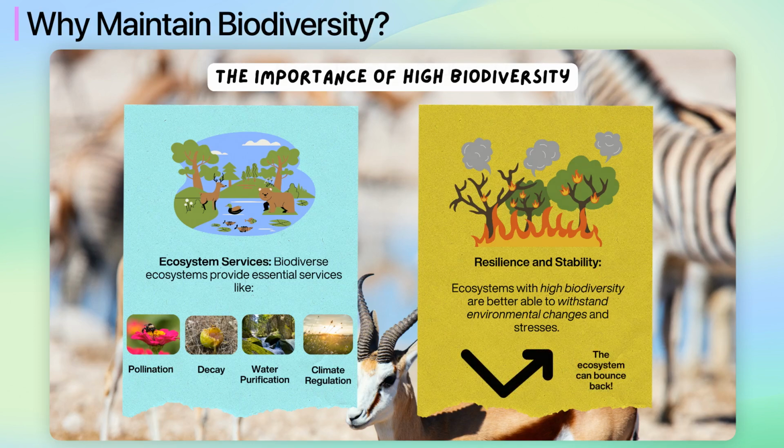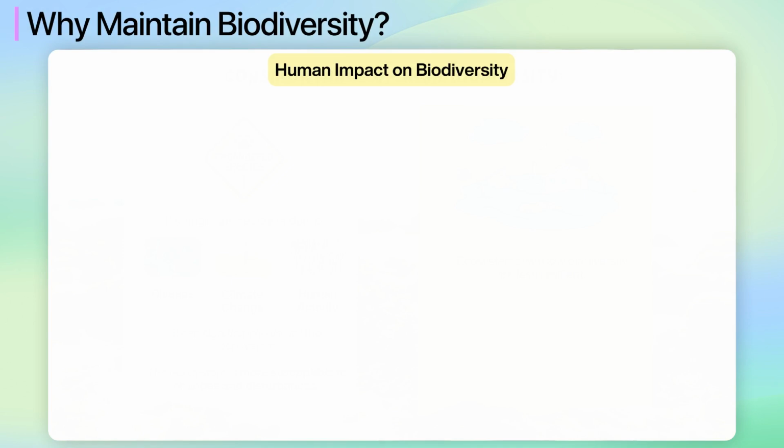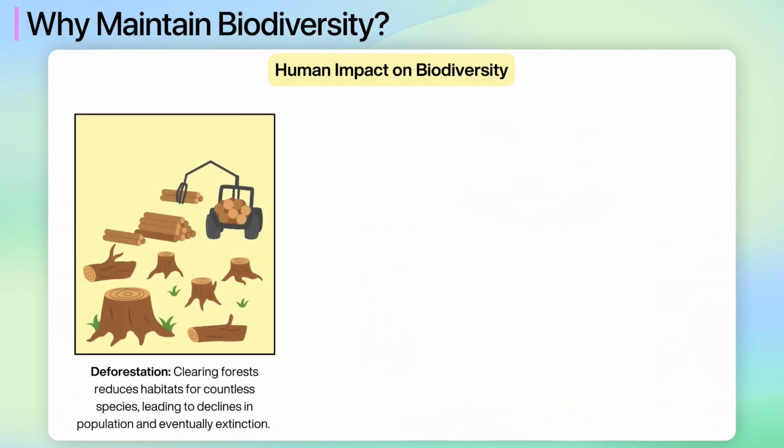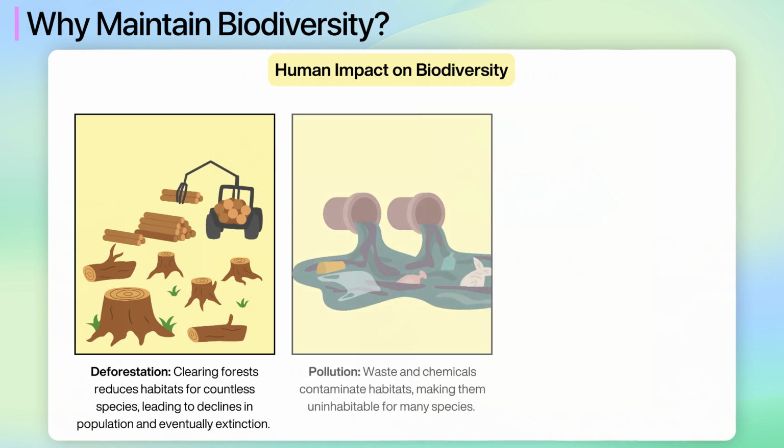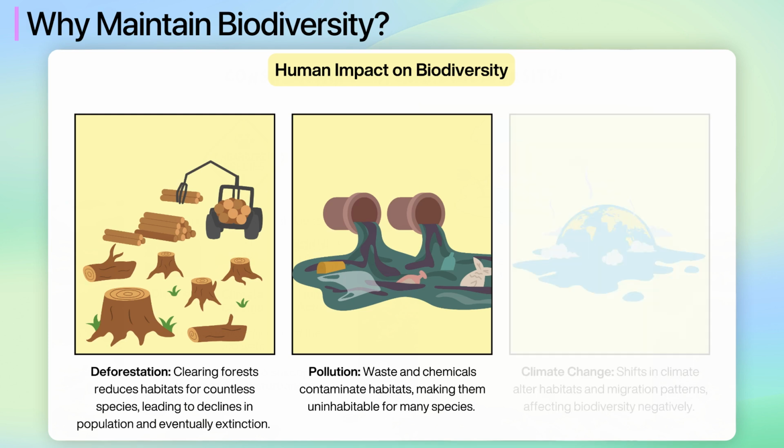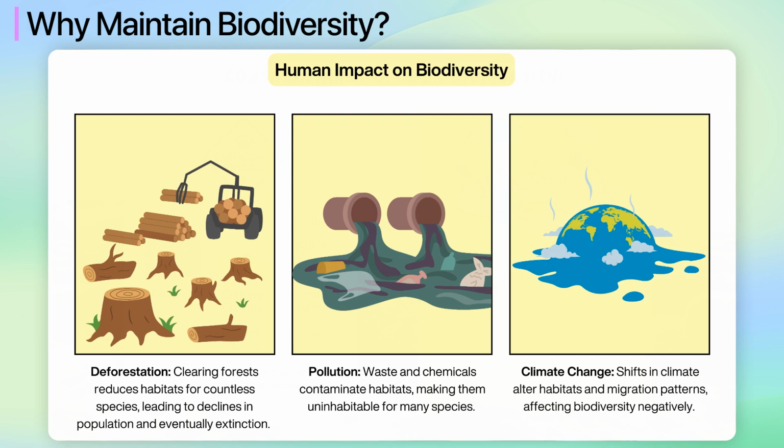Human activities, including waste production, deforestation, and global warming, have been reducing biodiversity. Specific impacts include deforestation. Clearing forests reduces habitats for countless species, leading to declines in population and eventually extinction. Another is pollution. Waste and chemicals contaminate habitats, making them uninhabitable for many species. Finally, climate change. Shifts in climate alter habitats and migration patterns, affecting biodiversity negatively.